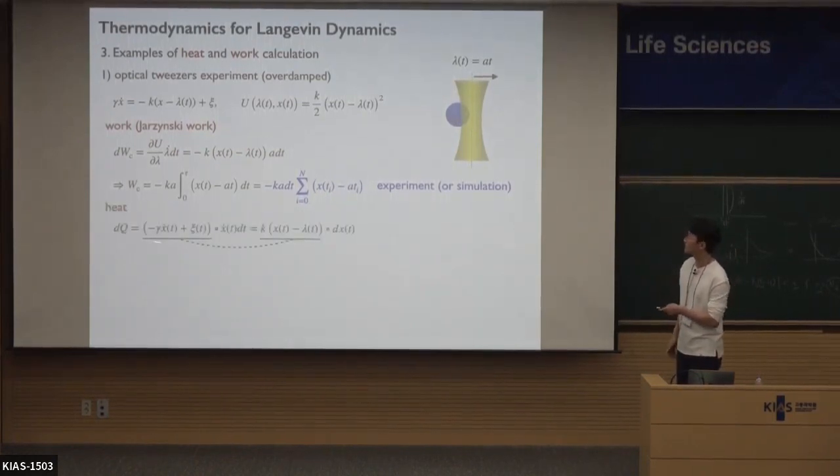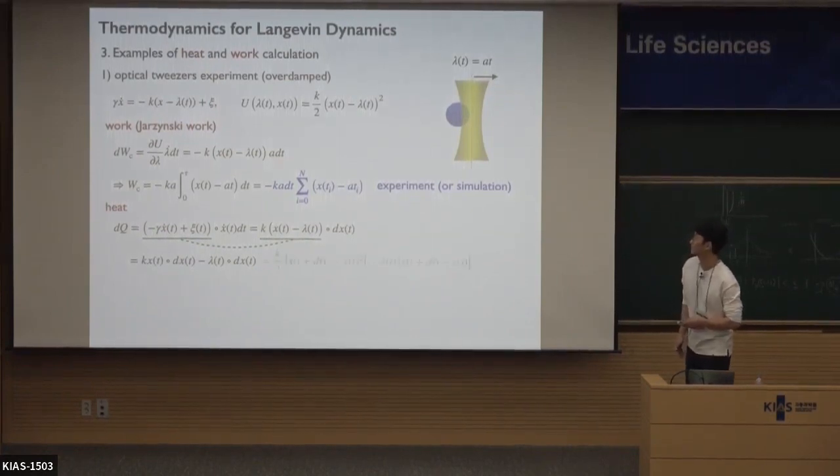And then this is the heat. This is the definition of heat. From this equation of motion, we can replace this term by using this external force here. This product applies to the first term and the second term. Now let's look at this term. Because we have to consider this Stratonovich product, this term should be one over two times x at the next time position plus the current time position. So this term gives this factor.